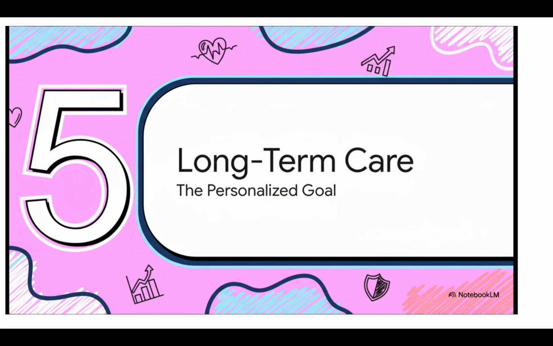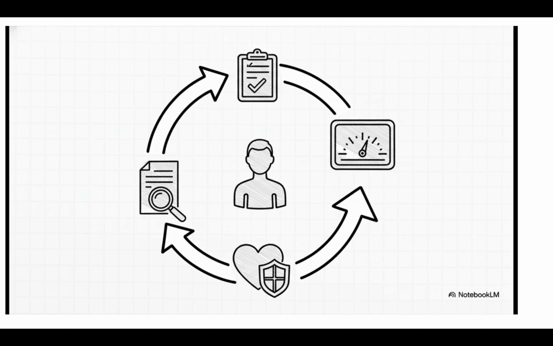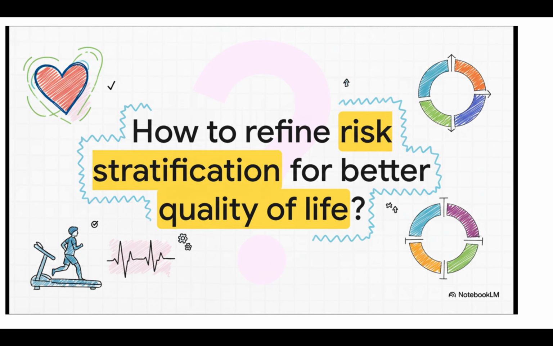Okay, so what's the ultimate goal of this entire process? Let's zoom out and look at the big picture of long-term care. And this idea really reframes the whole way we should think about this. Risk stratification isn't a one-and-done event. A patient's risk can change over time. Their response to therapy can change. It's a continuous loop. Assess, treat, reassess, adjust. And it's all aimed at tailoring care specifically to that individual to improve their health in the long run.